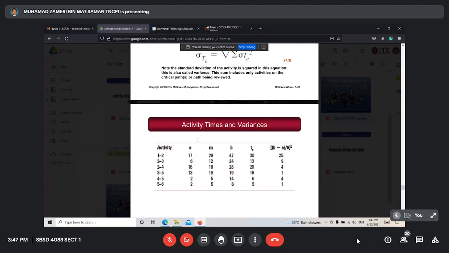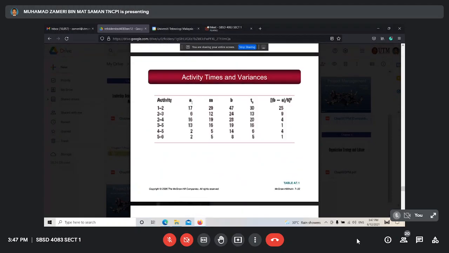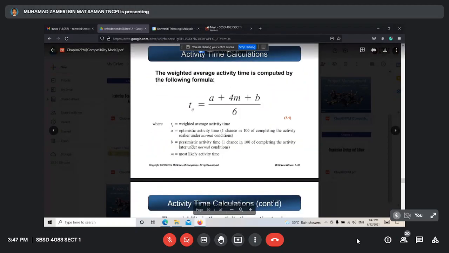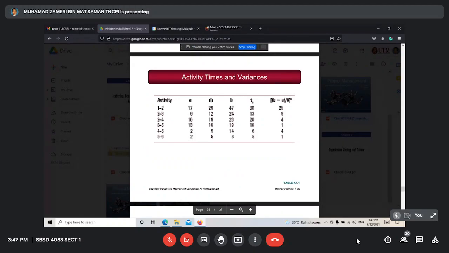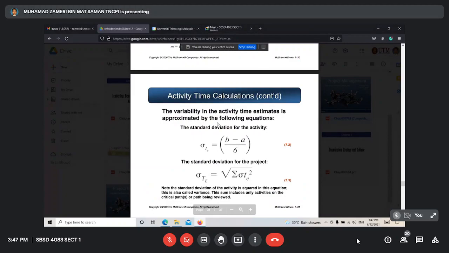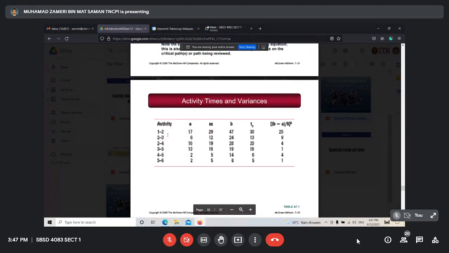So this is time A, the optimistic time, the minimum. Time M is the most likely. Time B is the pessimistic time, the maximum. For each activity, you need to use the first formula here to determine TE. For activity A, 17 plus 4 multiplied by 29 plus 47, divided by 6. Is it 30?